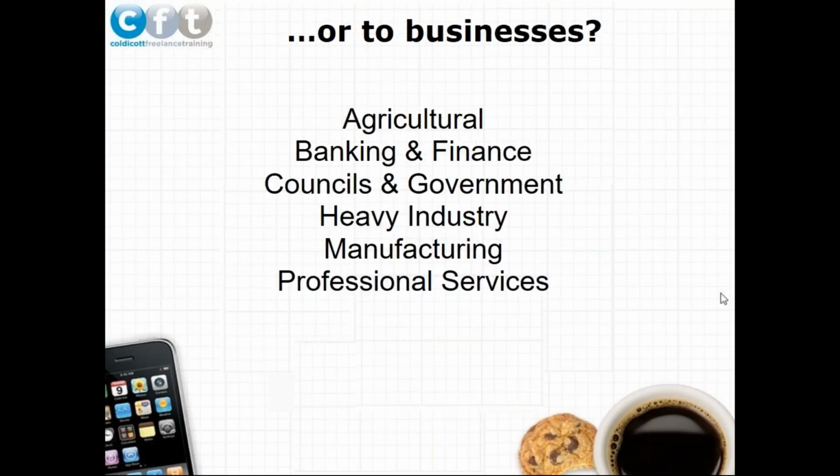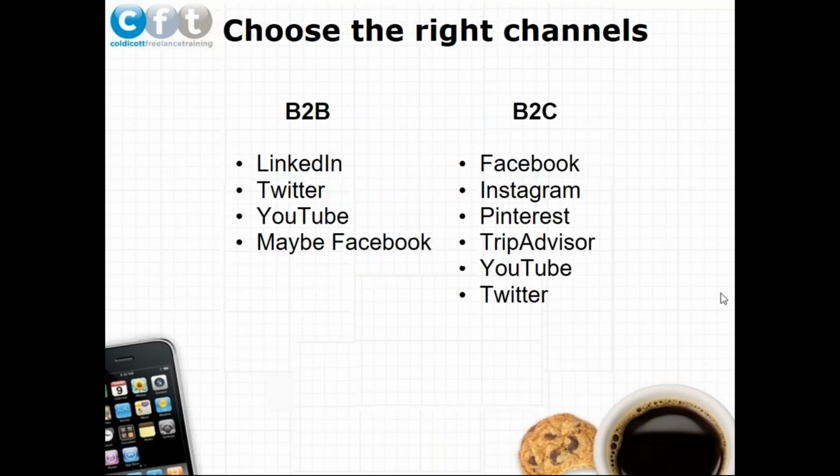You don't want to be posting on 9 or 10 different social media channels. Or if you're selling to businesses, so you might be involved in one of the industries on the screen now, then you should be looking at LinkedIn, Twitter, YouTube and possibly Facebook as well. Okay, and just to summarise, so B2B, those are all of the ones. So generally speaking, most B2B businesses are using LinkedIn, Twitter, YouTube and possibly Facebook, and then B2C, Facebook, Instagram, Pinterest, TripAdvisor, YouTube and Twitter. However, with everything, there's always exceptions to the rules and crossovers and grey areas.